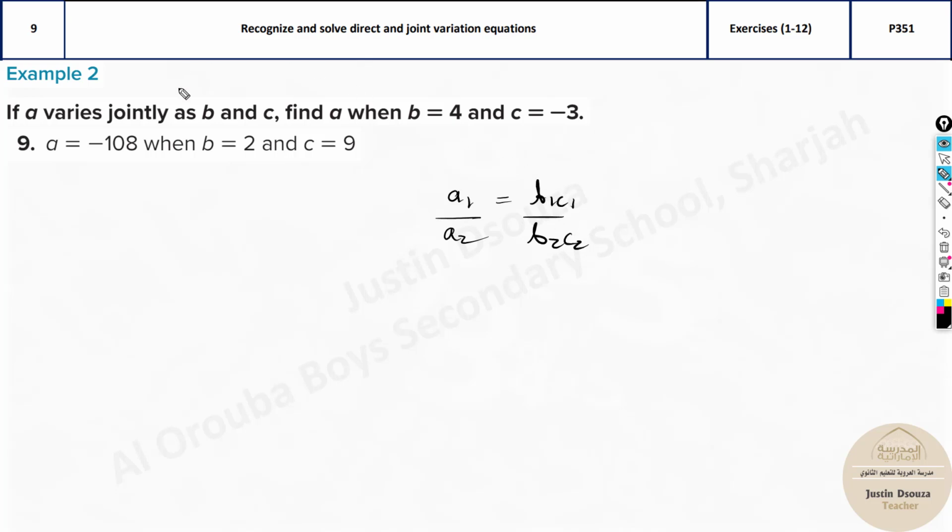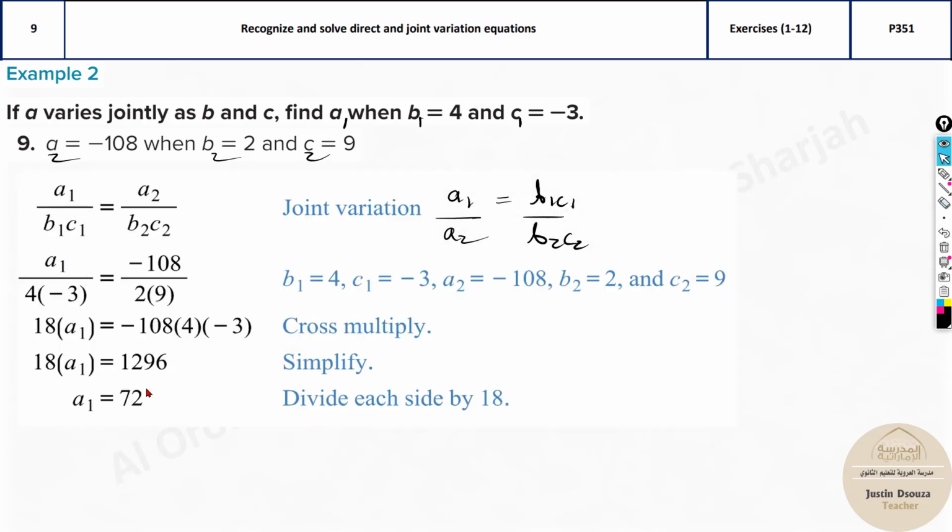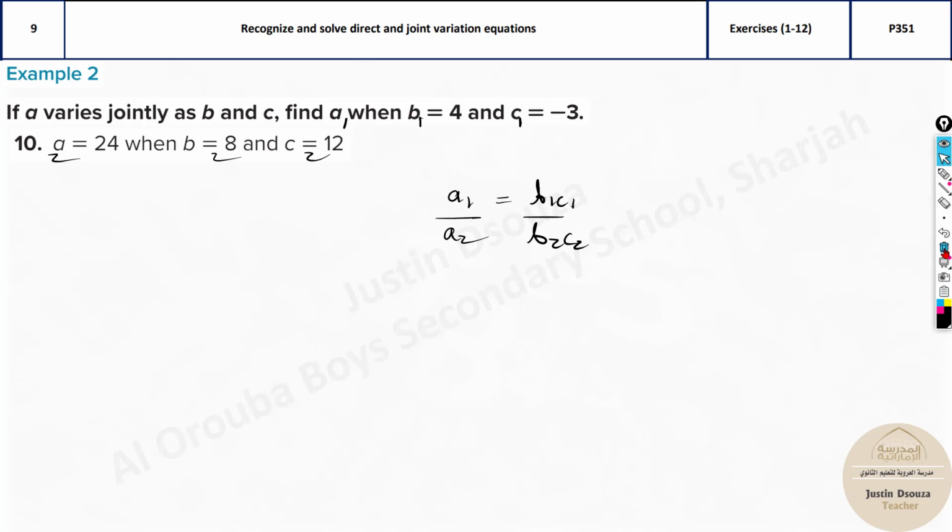One important thing to remember when you're considering this is A1, whatever the terms are, there will be the same denotation. If this is 2, this is 2, this is 2. Then you substitute and solve. The answer should be 72. Again, it's the same concept over here. This formula remains the same. Please refer to this and do it.